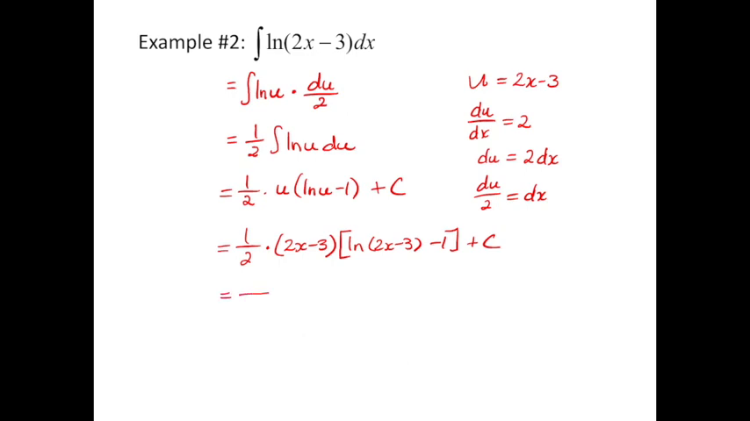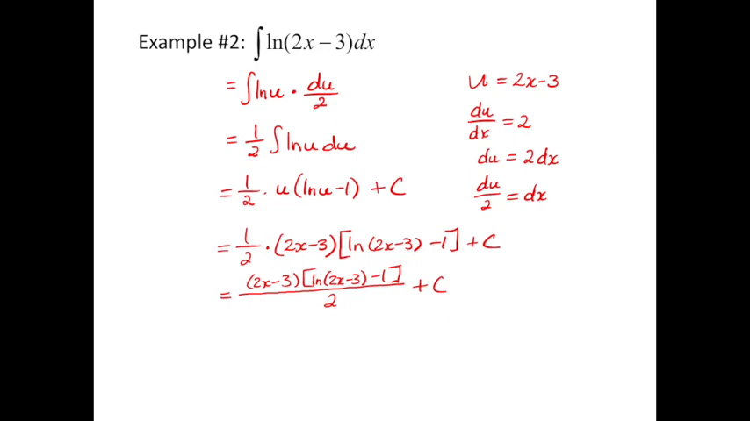So we could also write this as a single fraction. So 2x minus 3 times the ln of 2x minus 3 minus 1 in brackets, over 2, plus c. And that would be our final answer.